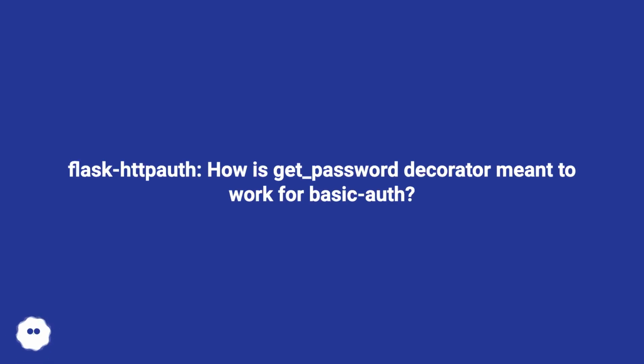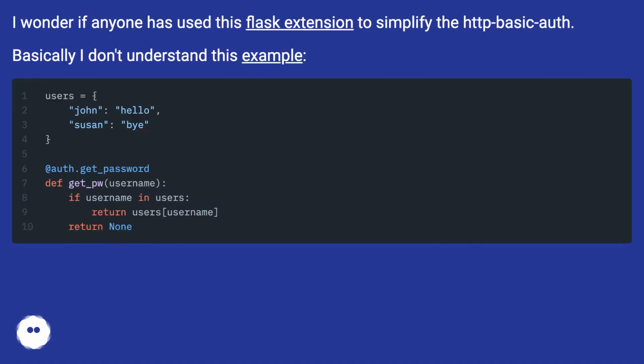Flask-Httpauth, how is the get_password decorator meant to work for Basic-Auth? I wonder if anyone has used this Flask extension to simplify the HTTP Basic-Auth. Basically, I don't understand this example.